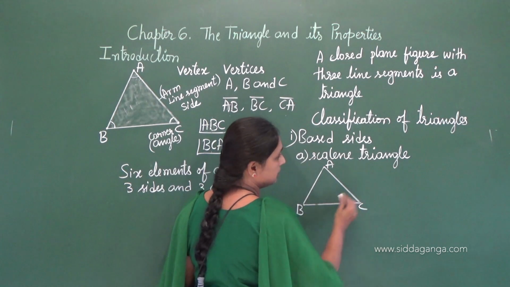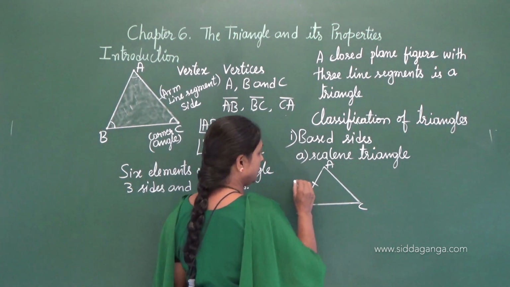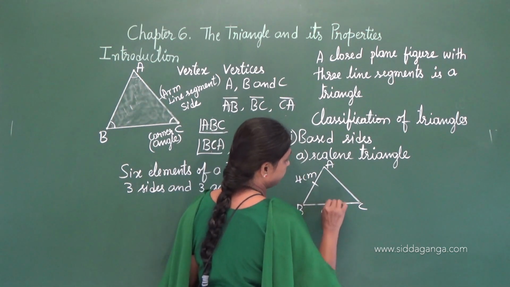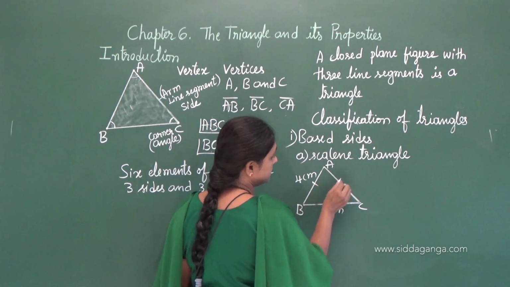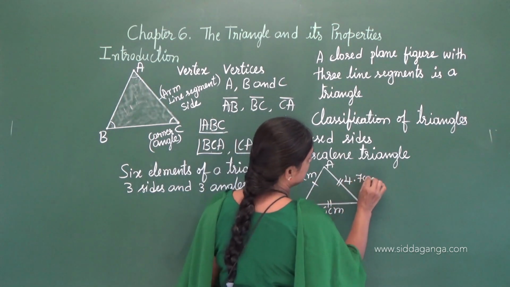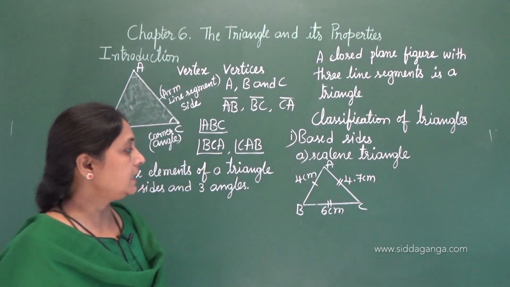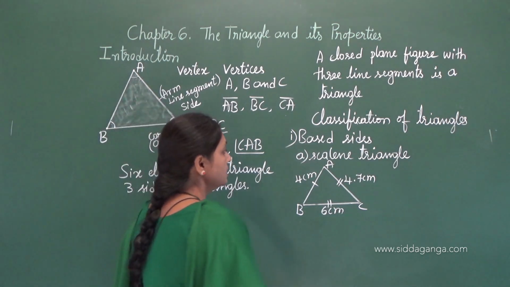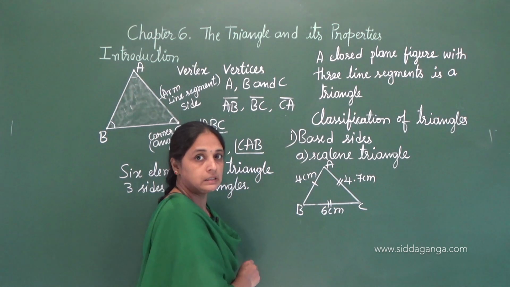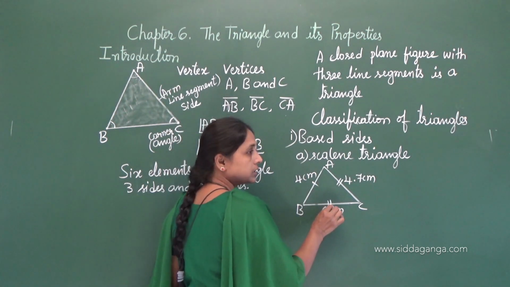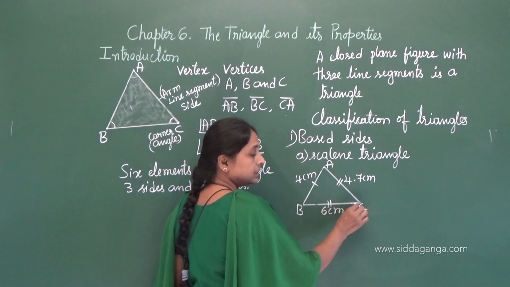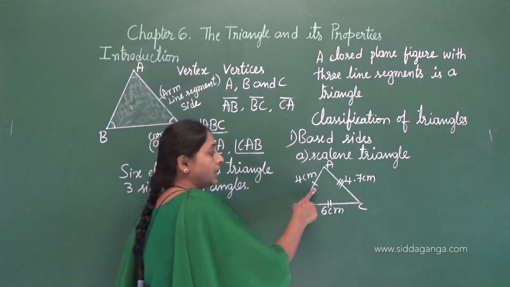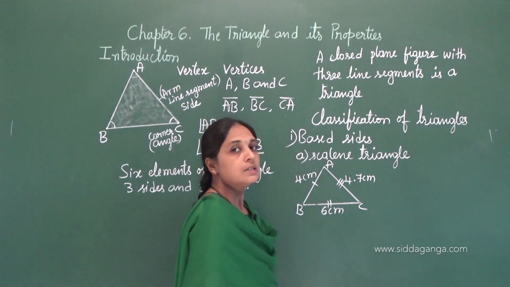For example, triangle ABC. So consider this side AB as 4 centimeter, then BC as 6 centimeter and CA or AC as 4.7 centimeter. Here AB, BC and CA, all the three sides, they are different in their length. Okay, so here I marked 1 mark, 2 marks on this side and 3 marks on this third side. Okay, what it indicates? It indicates that this is a scalene triangle.